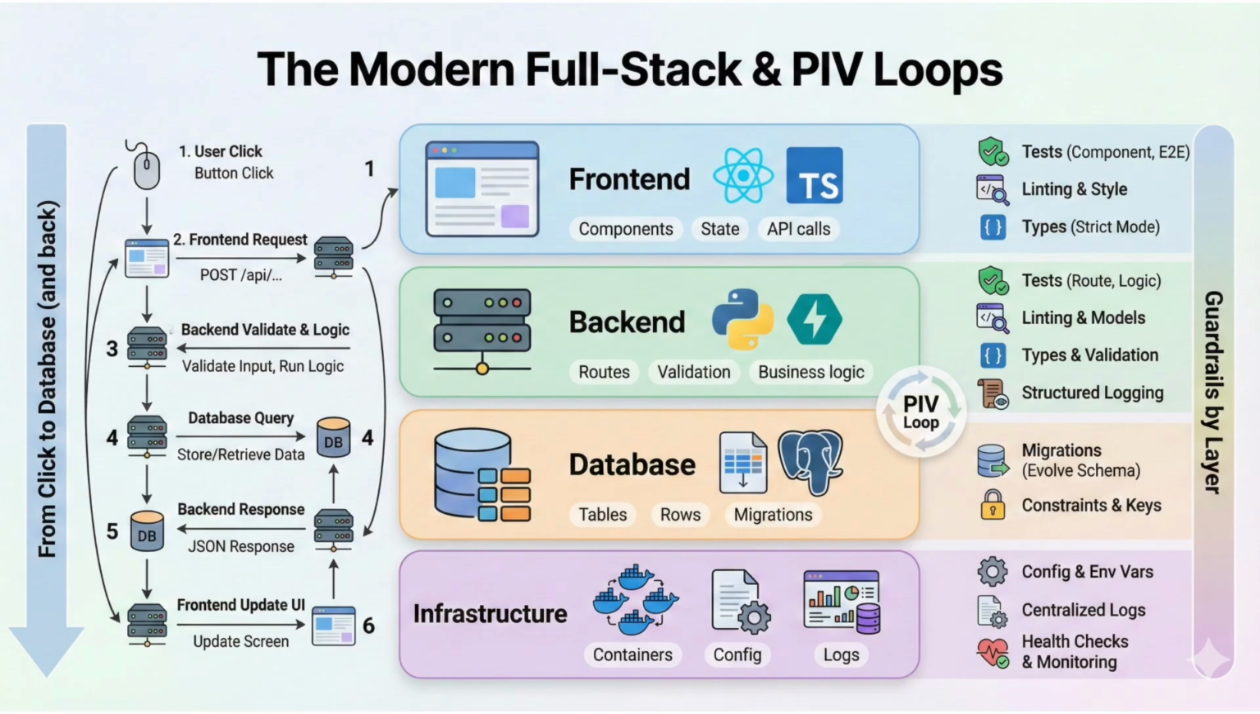Every real app you build with AI follows this pattern, no matter if you're using React, Vue, FastAPI, Node, Rails, or anything else. In this series, your Foundations repo encodes this flow. The front end is a React plus TypeScript app. The back end is Python and a FastAPI service. The database is structured and versioned, for example, Postgres. And infrastructure ties everything together so you can run it locally and in production. The PIV loops you'll run later will always be operating somewhere inside this 1 to 6 journey.